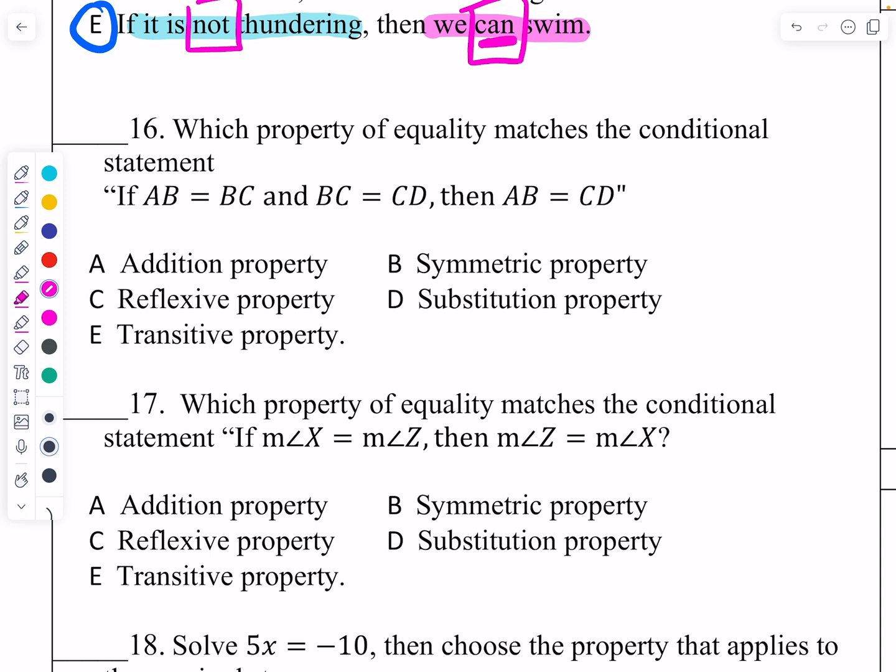So which one is this? It says if AB equals BC, and BC is equal to CD, then you can transition out the middleman, and these outside two are equal to each other. So pink AB is equal to yellow CD. And so we know that that is going to be our transitive property of equality. All right, now transitive property is a certain form of substitution as well.